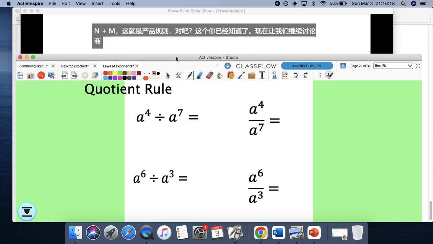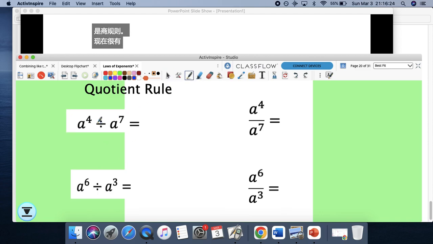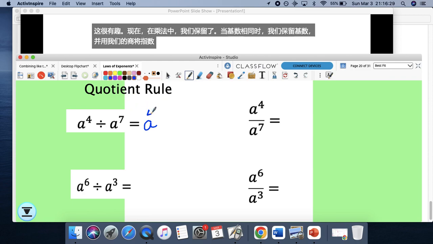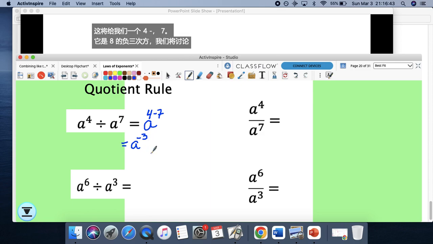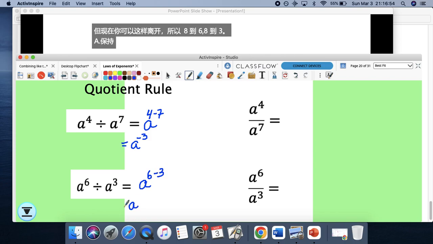Now the quotient rule is pretty interesting. Now in multiplication, when the bases were the same, we kept the base and we added the exponents. With the quotient rule, we're not going to do that. We're actually going to subtract the exponents. And this is going to give us a, 4 minus 7 equals a to the negative 3rd power. And we're going to talk about negatives tomorrow, not tomorrow, the day after. But for now, you can leave it like that. So a to the 6th and a to the 3rd, keep the base, subtract the exponents, and we get a to the 3rd power.